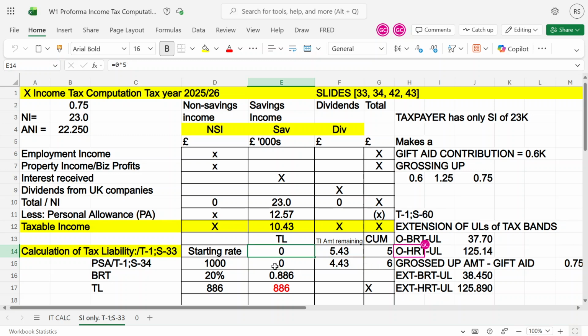First you see what is happening here. We are calculating the tax liability. This is a case where NSI is 0, and savings income falls within the first 5,000 of taxable income. So out of the 10.43, the 5,000 falls under the rule given in slide 33. That's why we apply the starting rate of 0%. So the tax liability here is 0% into 5K, so that's your 0.